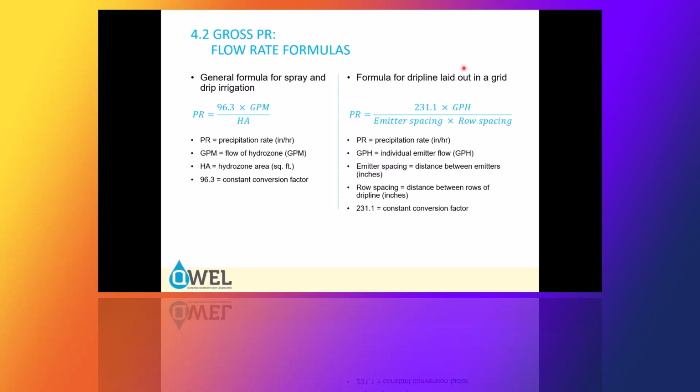Okay, and then for drip line laid out on a grid, so that Netafim system, you're going to have precipitation rate equals 231.1 times the gallons per hour divided by the emitter spacing and the row spacing. So precipitation rate equals the gallons per hour times 231.1, and that's going to be divided by the emitter spacing times the row spacing.